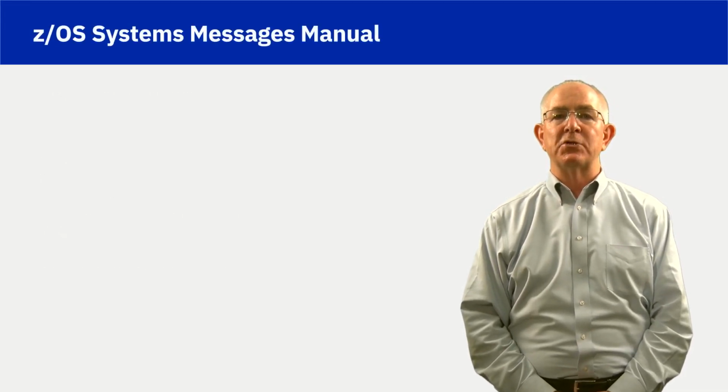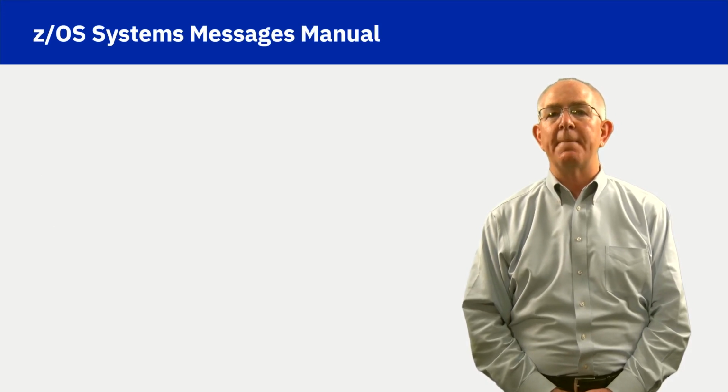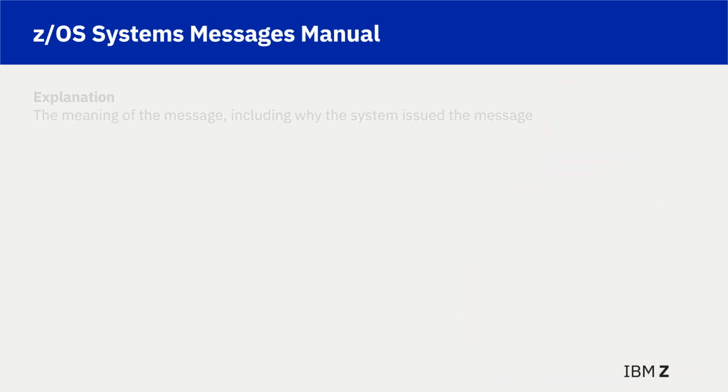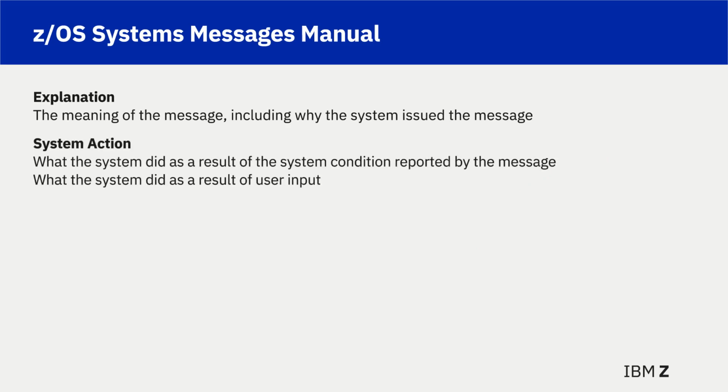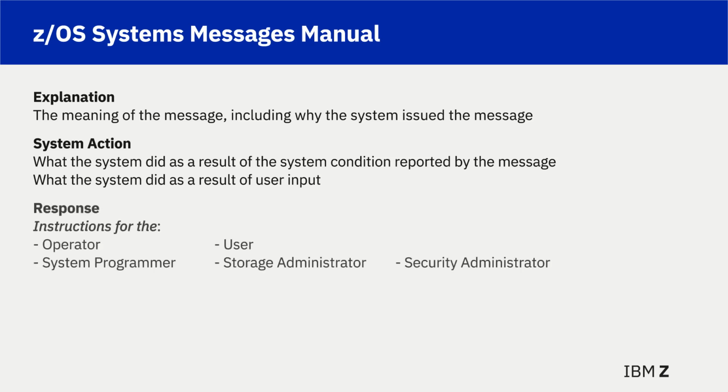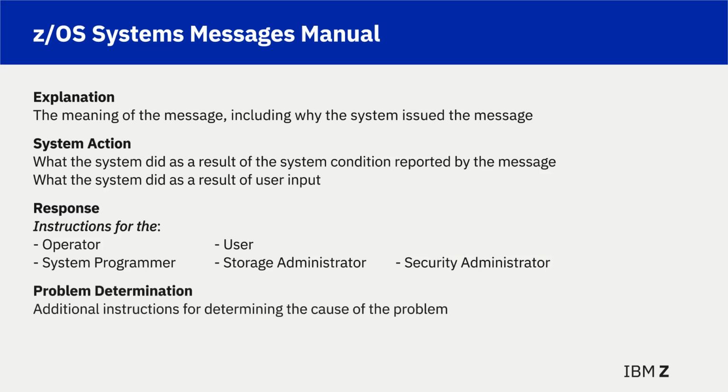The MVS System Messages Manual has more detail about a component message. A more detailed explanation is followed by optional system action, response, and problem determination based upon the message. The system message found in the System Messages Manual will include response instruction directed to the operator, user, systems programmer, storage administrator, or security administrator based upon the message. Observe the System Messages Manual includes source information about the element, product, or component that issued the message.